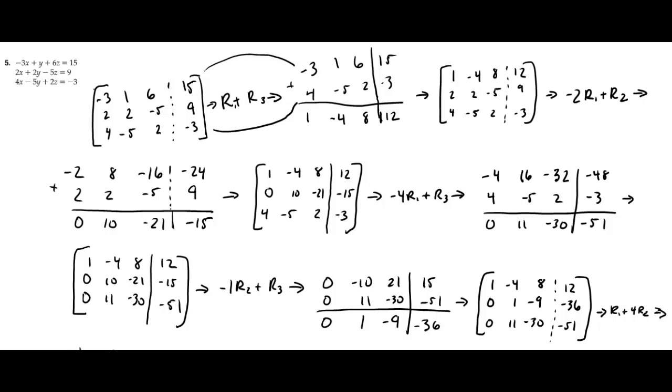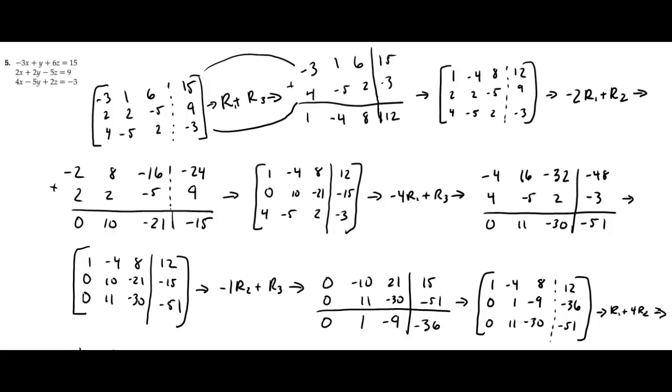First, you need to make an augmented matrix. So you take all the constants, all the numbers: -3, 1, 6, 2, 2, -5, 4, -5, and 2. That's everything on the left side of the equal sign. Then you draw a vertical dotted line, and you put what those expressions are equal to: 15, 9, and -3. Then you start doing row operations to simplify the entire matrix into row echelon form and eventually reduced row echelon form to find the values of x, y, and z.